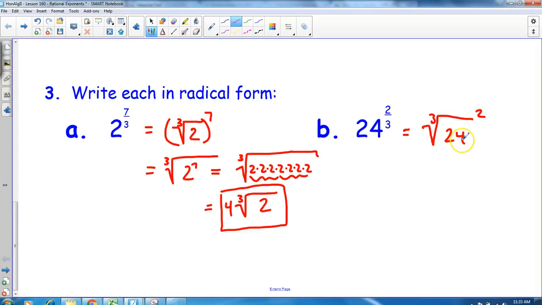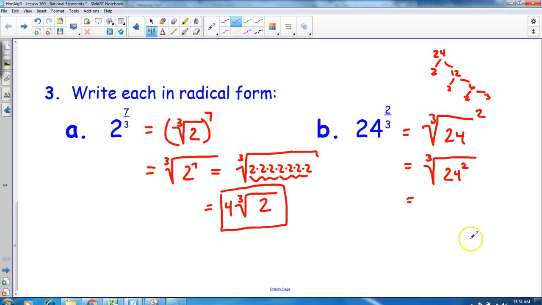So what we're going to look at here is to break this down into its simplest form. So if I take 24, looking at the prime factorization, I've got 2 times 12. This is 2 times 6, and this is 2 times 3. So I've got 3 2's right here for every 24. So I can break that into 2 times 2 times 2 times 3. So let's go ahead and move this exponent down here first. So this is 24 squared.